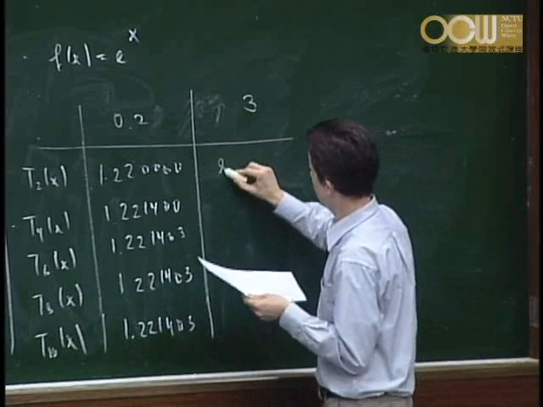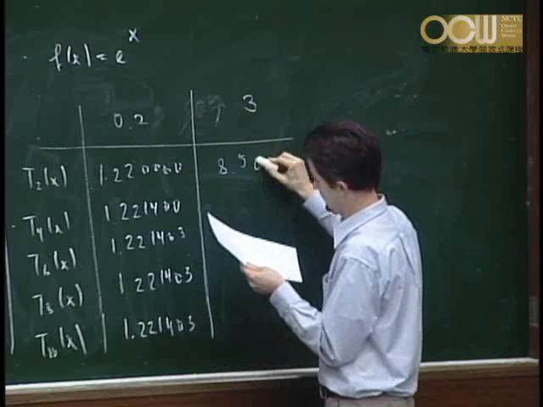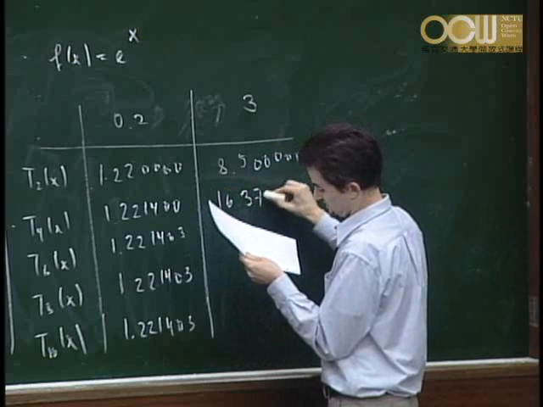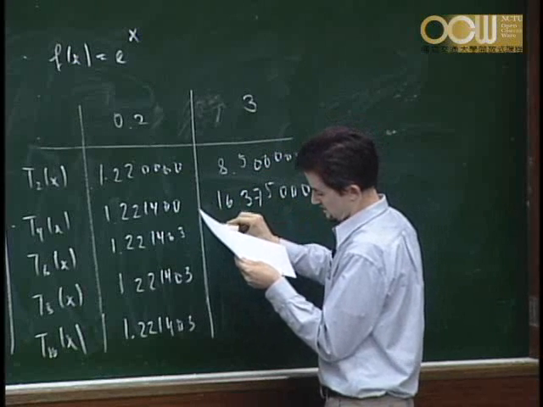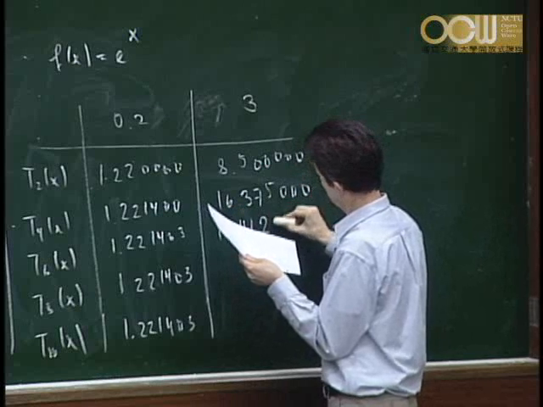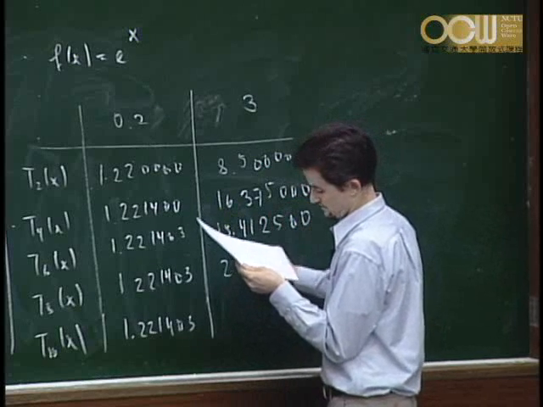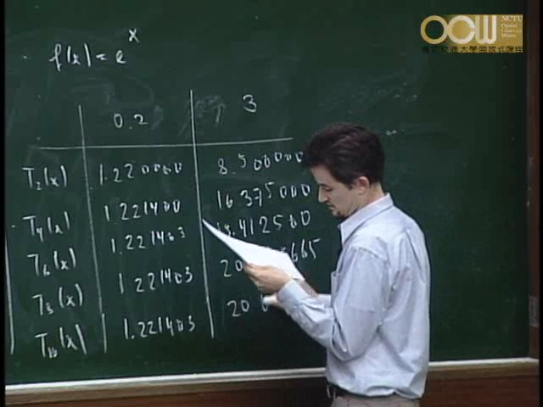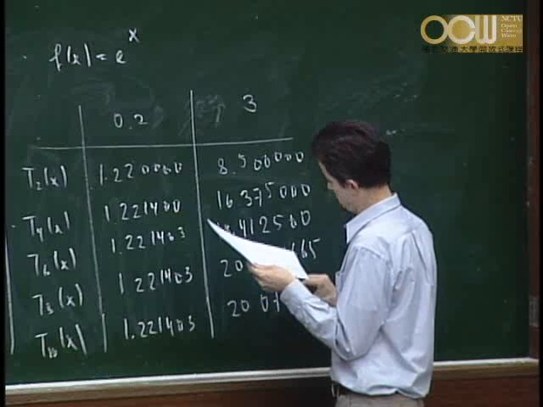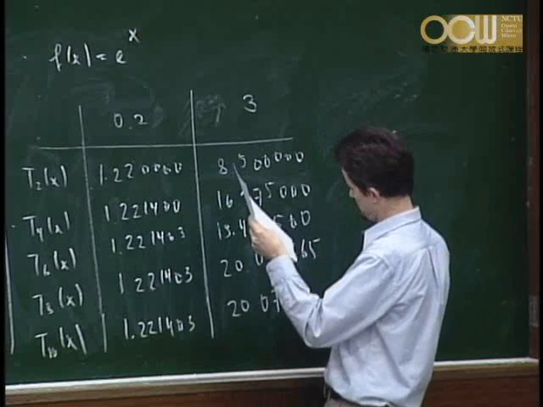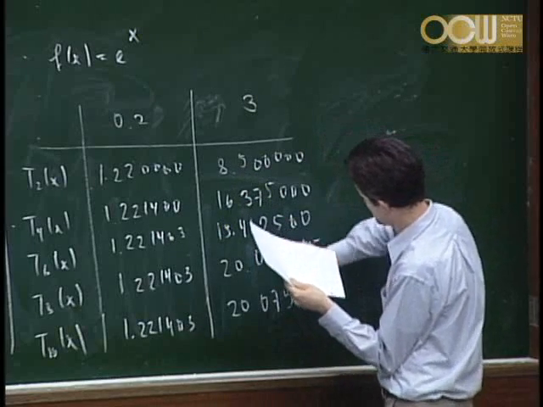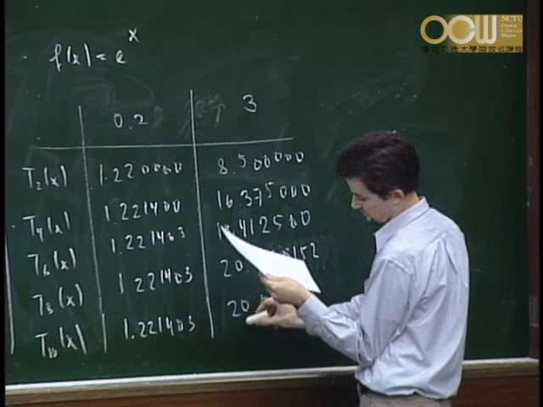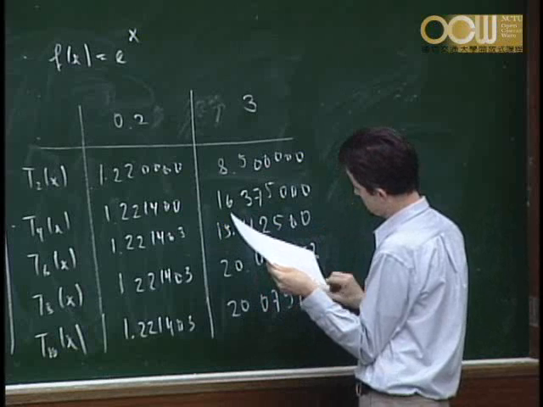But for this one, if you choose x is equal to 3, what you get is 8.50000. Here you have 16.375000, 19.412500, 20.279665, and 20.979. Wait, this is not correct. 09152, and this is 20.079665.